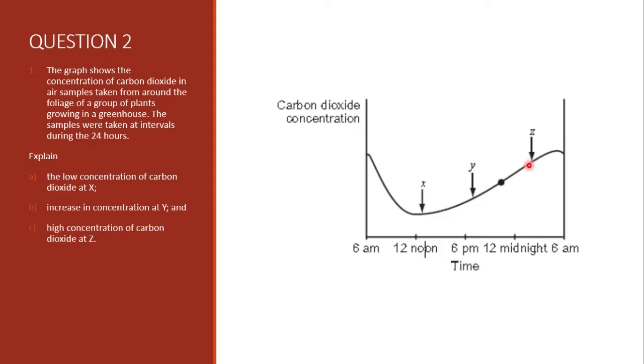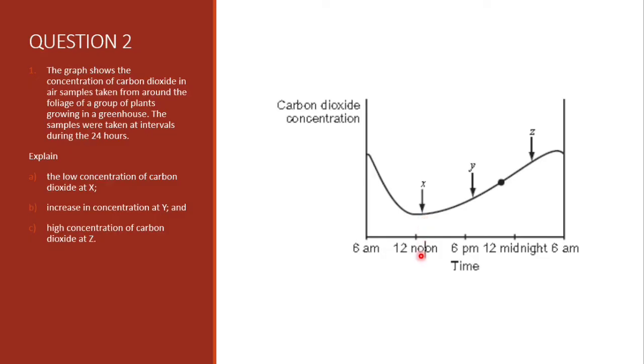All right, so we've understood what we have. This is the graph that we have. Now the question is, explain the low concentration of carbon dioxide at X. Why is it that at X we've got low concentration of carbon dioxide? So we first have to ask ourselves, what time is at X? We can see that it's 12, right?